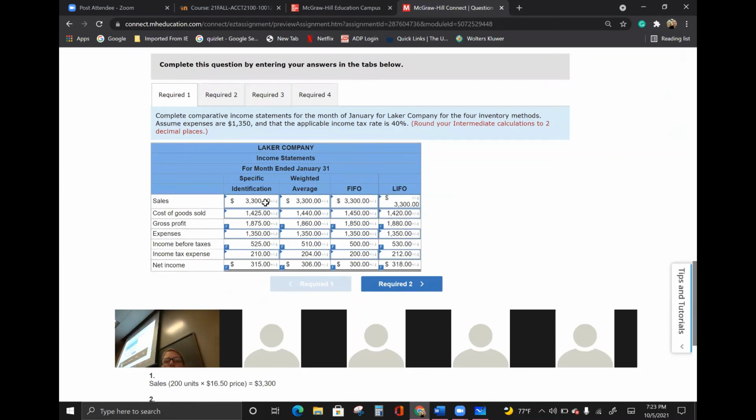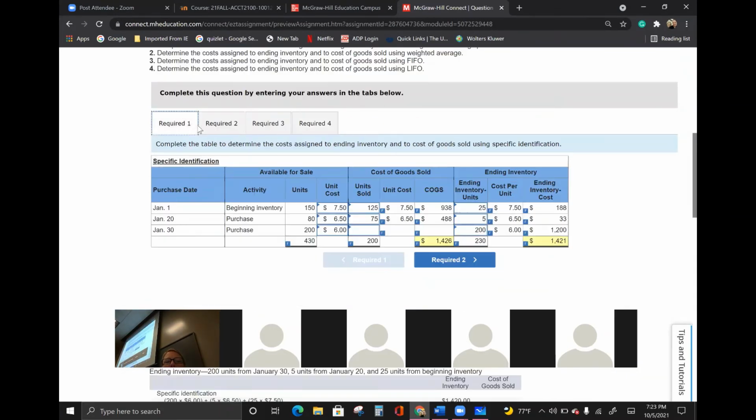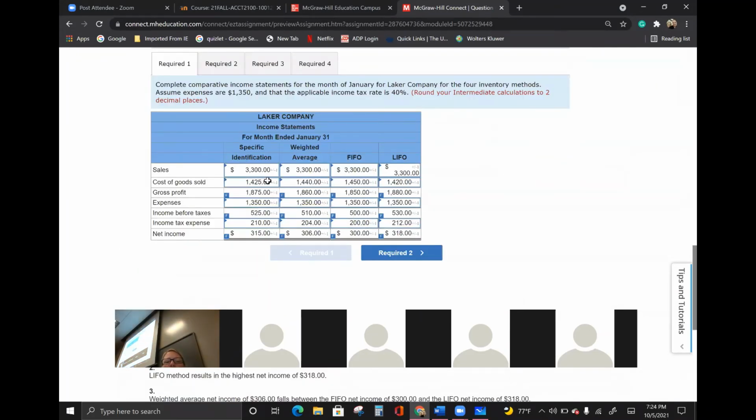So you have 3,300. What was my cost of goods sold for specific? $14.25. So my gross profit, I'm taking the difference, sales less cost of goods sold gives me gross profit. Less expenses, they tell me what the expenses are, 1350. So now I have my income before the tax.